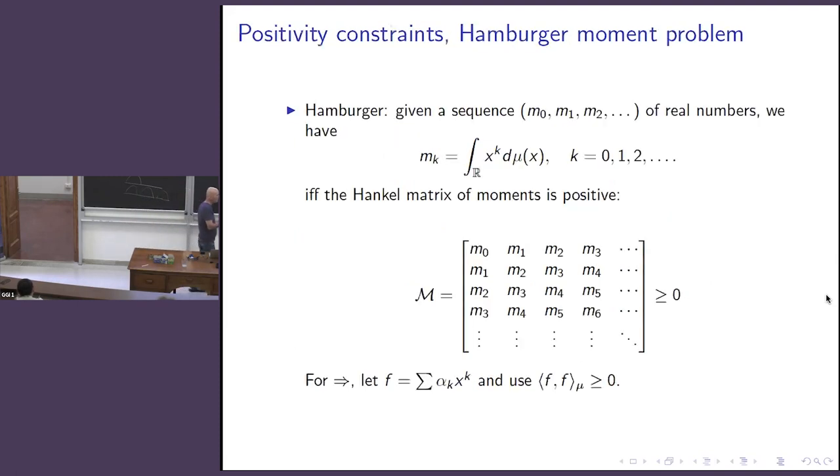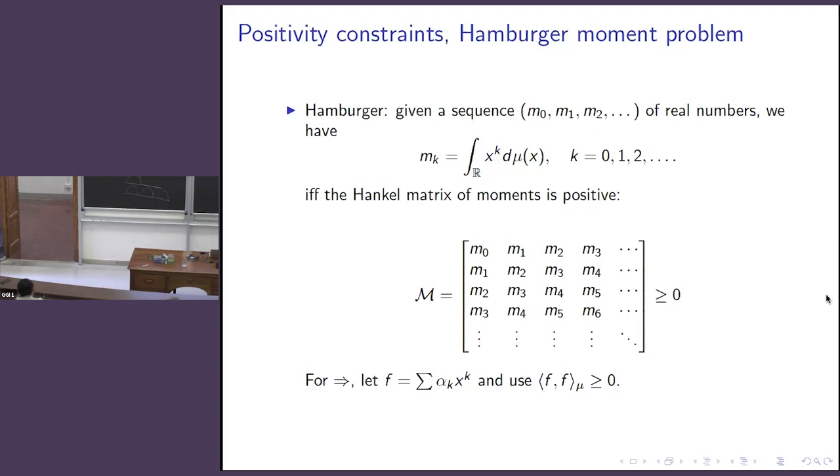Now, remember this M2 depends on G. It depends on your coupling constant G. Now, here is the positivity constraint, which is a really nice discovery. And this is a purely probability theory statement. It has nothing to do with random matrix theory. It's just pure probability theory.